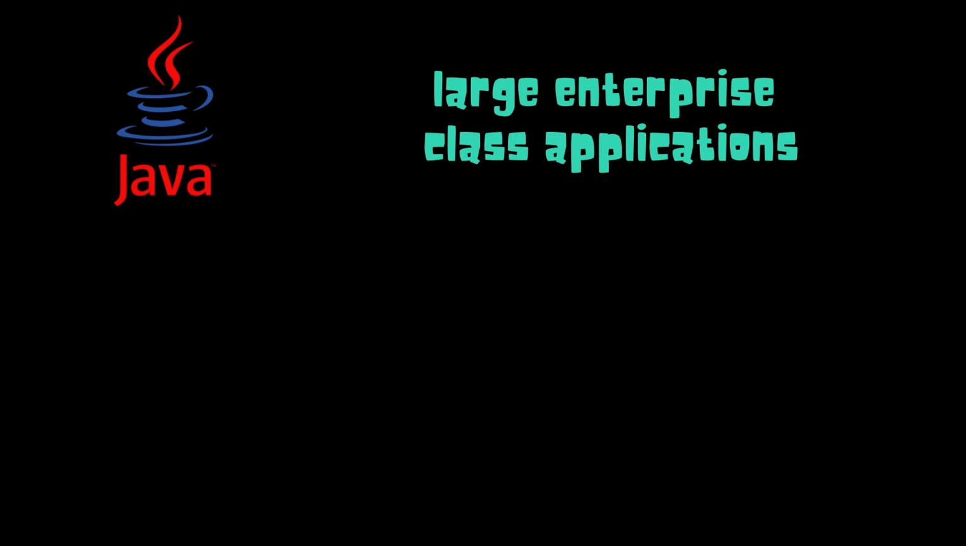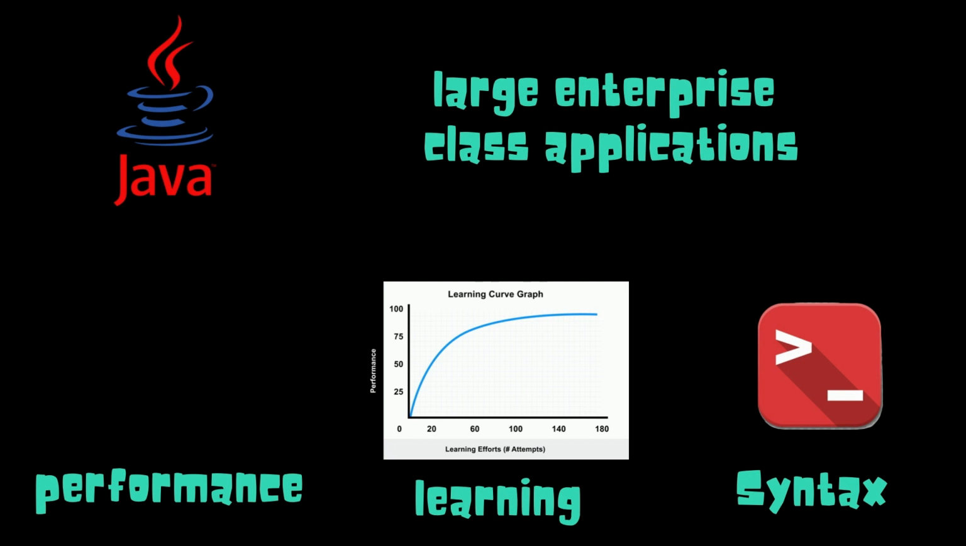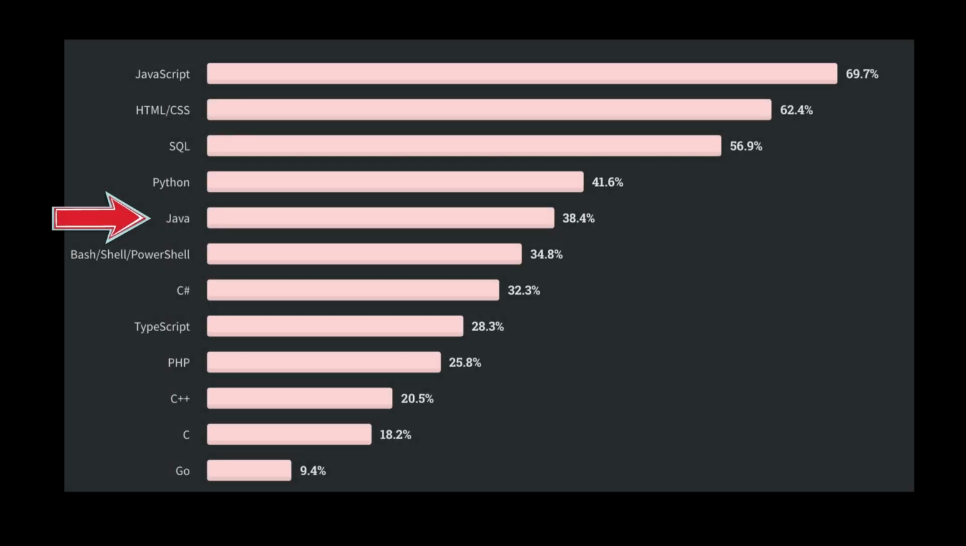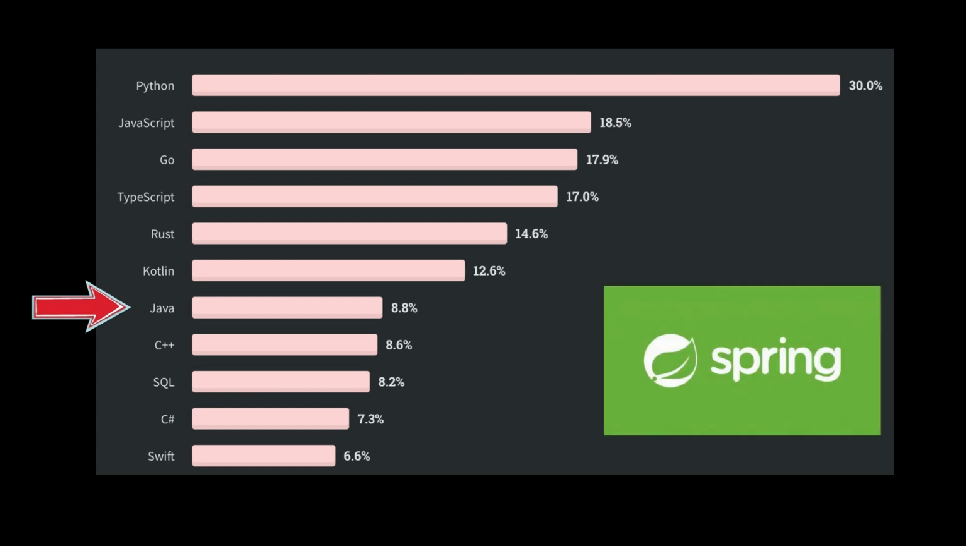If you see different dimensions like performance, learning curve, and syntax, Java has an upper hand in performance when compared to Python. But Python is easy to learn and has simple syntax. In popularity, Java comes just after Python, and in the wanted list, it is not on the podium, as I think many would already be working on it. And if you are guessing which framework to pick with Java, don't guess, just pick the Spring Boot framework.